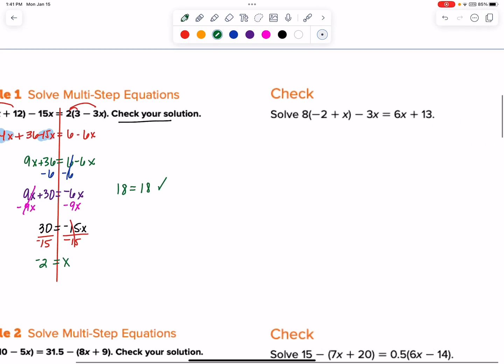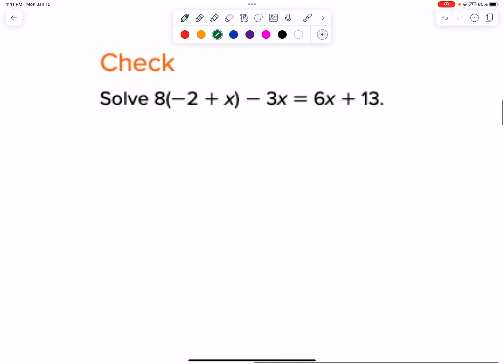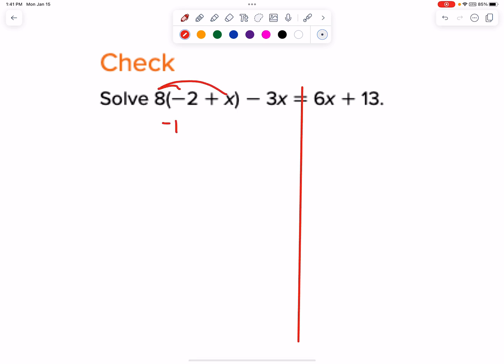Okay. All right, let's go ahead and try out this problem here. If you want to pause and try it and then check with me, you are welcome to do it that way to push some independence. Okay, step 1 is distributing. So we have a negative 16 plus 8x minus 3x equals 6x plus 13.